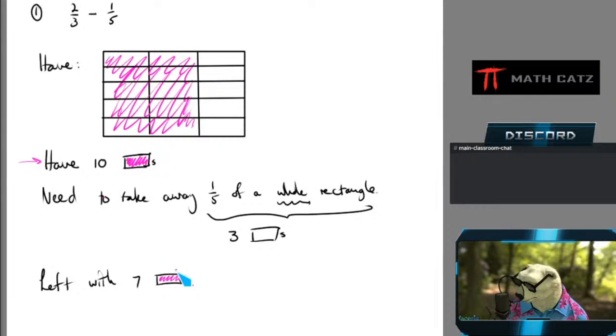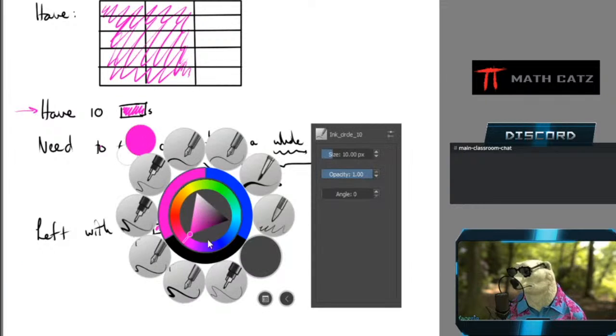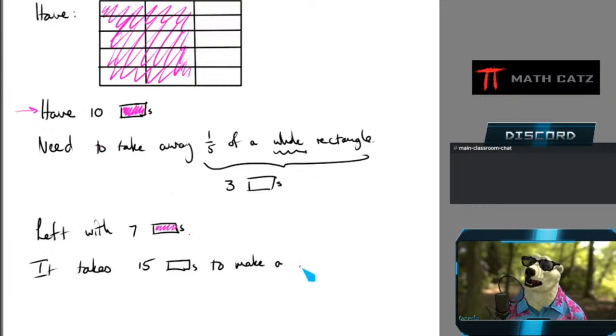Now my standard sentence, not pink. How many times is that going to happen? Many, many times. It takes how many pieces? It takes 15 pieces in general to make a whole rectangle.